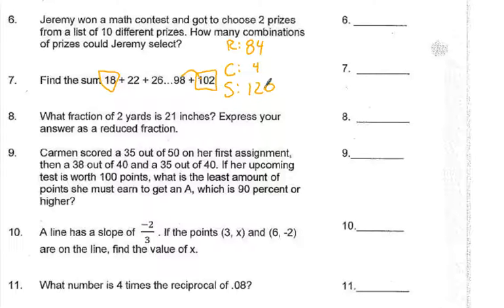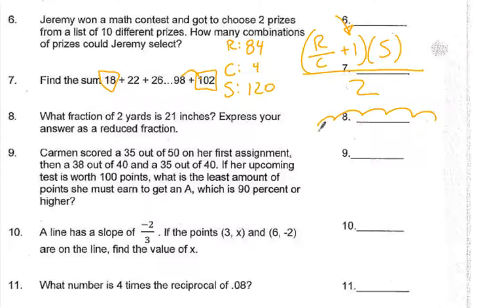Alright, so here's the algorithm. We're going to take the range divided by the counting number plus 1, times the sum, and we have to divide this all by 2. The reason behind the plus 1, this is probably the most complicated, is because dividing the range by the counting number will give me how many spaces I need to go from the first number, 18, to the last number, 102. But if I'm counting how many spaces I need to move, that means I'm neglecting the first value, so that's why I have to have the plus 1.